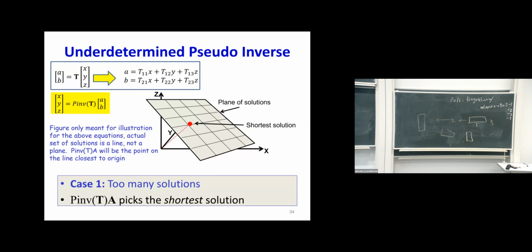No, right? So you're going to need an extra criterion such that out of this infinite set, there's one value that you can pick. And if the criterion is the shortest one, that's a unique answer. And that's what the pseudo inverse will give you in this case. The pseudo inverse will give you the shortest vector that actually satisfies this equation. This is in the case of underdetermined equations, where you have infinite solutions.